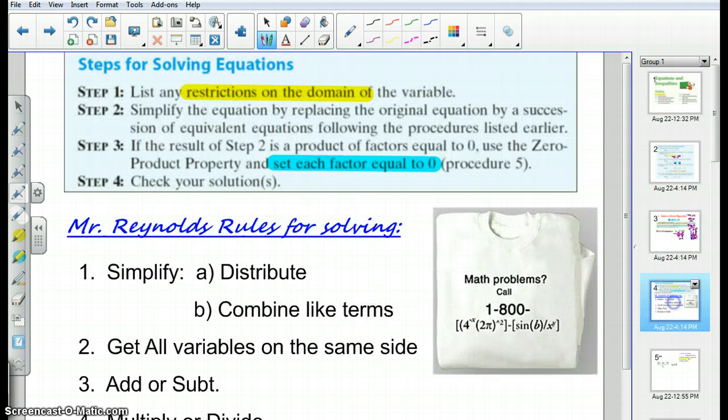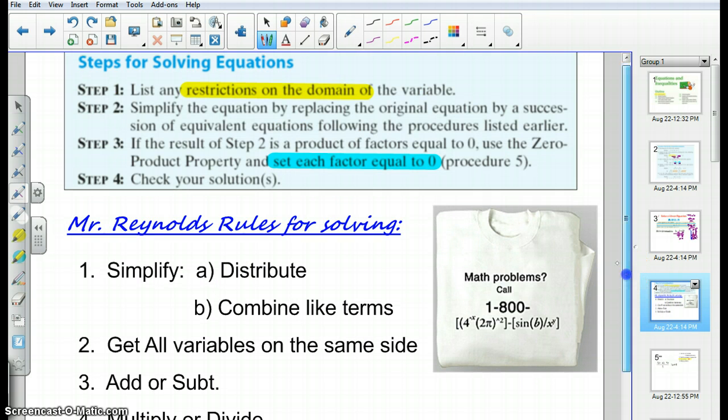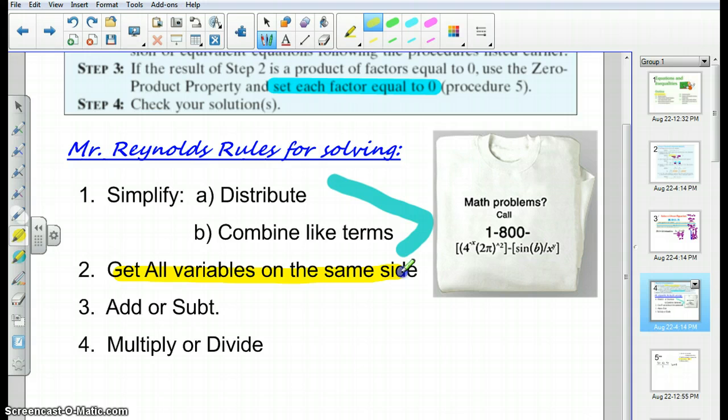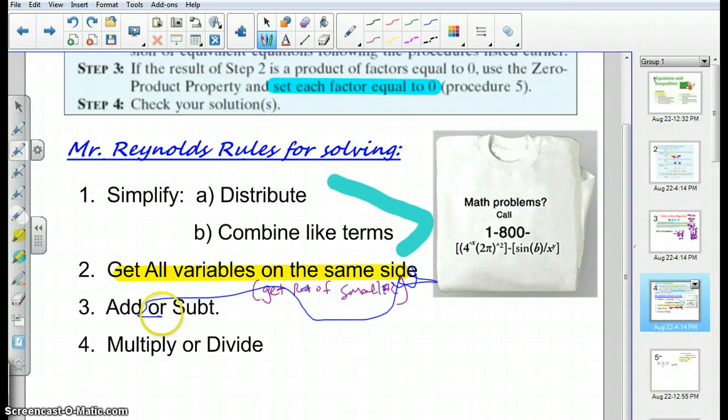In the next example, again, I'm giving you some rules. Here's the book's rules, which are kind of lengthy. My rules say, well, let's go ahead and simplify or combine like terms first. The second rule is to get all the variables on the same side. I do have a hint here. The hint for this is get rid of the smaller variable. And I'll show you an example of what I mean by that. If you have 2x on the left and 5x on the right, let's get rid of the 2x. Then we add or subtract, and then you multiply or divide.